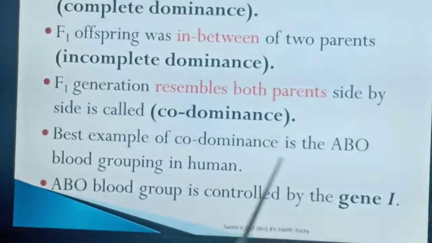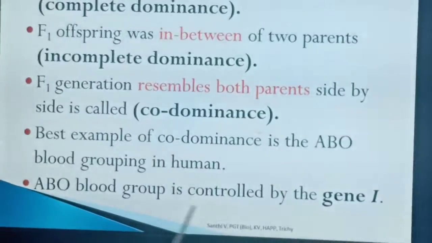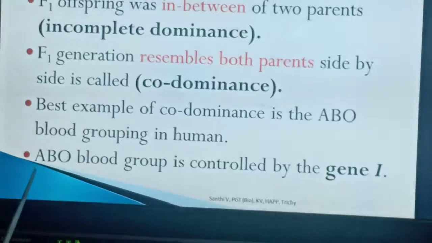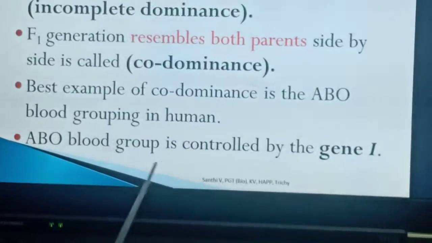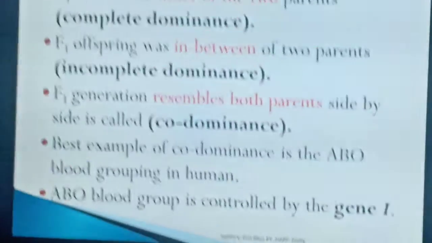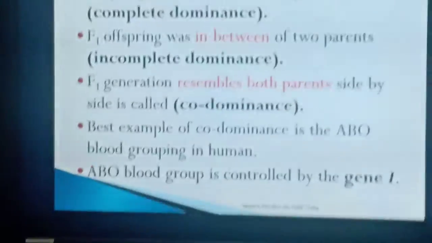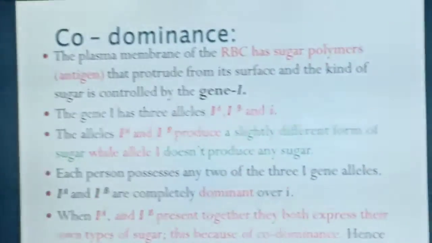For codominance, the example is ABO blood grouping in human beings. In the case of the ABO blood group, it is controlled by the gene I. Now let us come to how it is being exhibited.